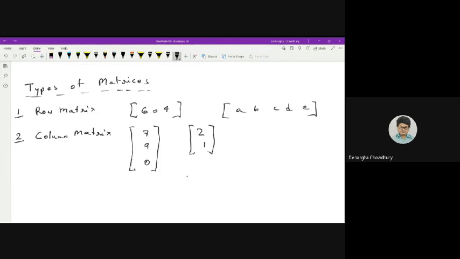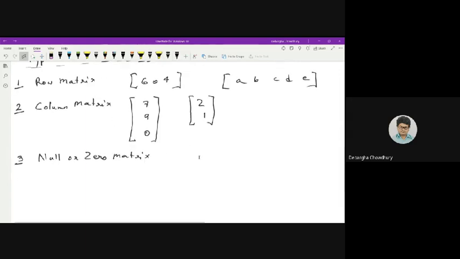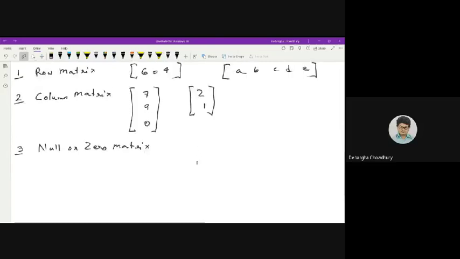Now we should see another type known as null or zero matrix. So what does it mean by null or zero matrix? It means suppose we have a matrix, any kind of matrix, containing only zero. The elements of that matrix are zero and nothing else. So it is called a zero matrix or null matrix.